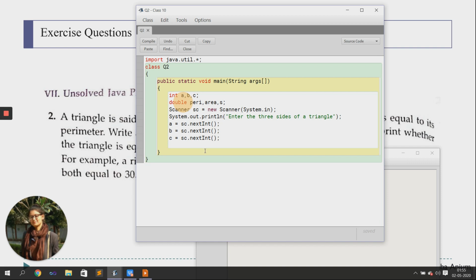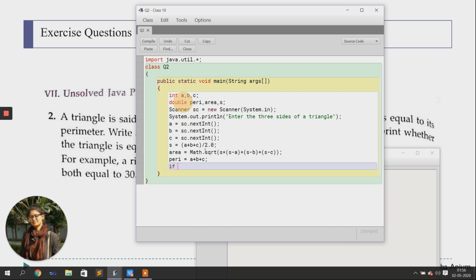Now calculate firstly this s. So s equals, in brackets, a plus b plus c, divided by 2, or better to divide it by 2.0. Now calculate the area using Heron's formula, that is Math.sqrt, in brackets, s into s minus a into s minus b into s minus c. We have calculated the area. Now let us calculate our perimeter. So a plus b plus c, a simple formula for calculating the perimeter.